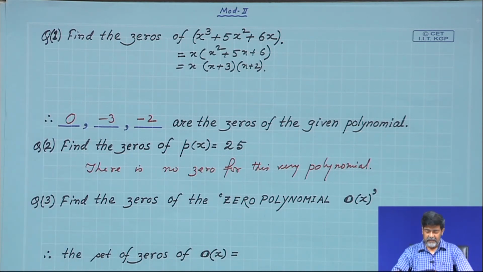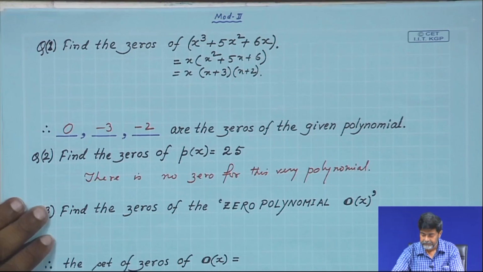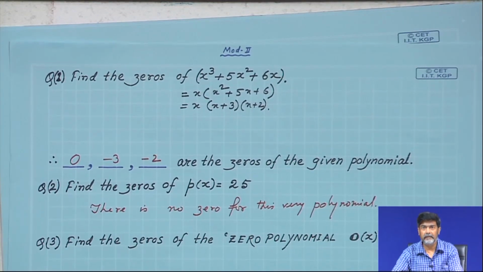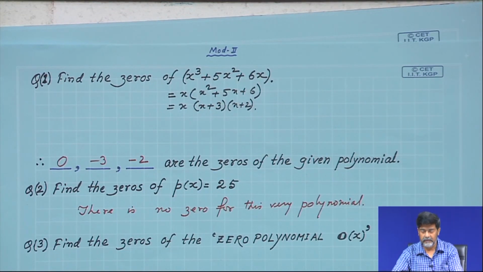Okay. Then pass on to the third example, where we are taking the zero polynomial. Zero polynomial means the number 0 is called the zero polynomial. Therefore, independent of the value of x, if we put any real value for x, then the value will remain the same as 0. Next, what will be the zero for this very polynomial? Try to answer me.